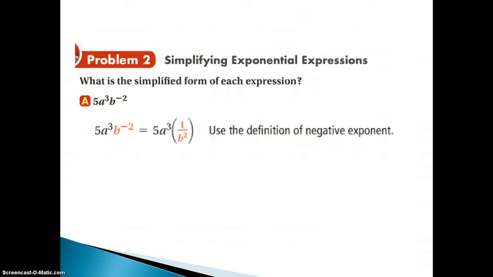Using the definition of the negative exponent, or the negative exponent rule, we can look at that b to the negative second power and say, well, let's write it as a fraction, putting b to the second power down in the denominator.